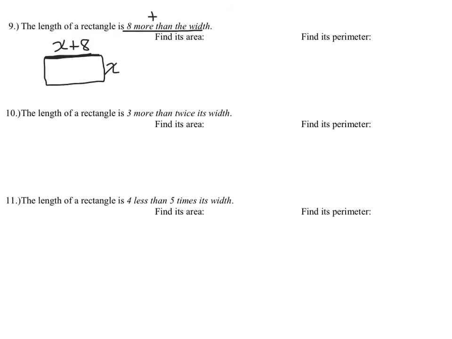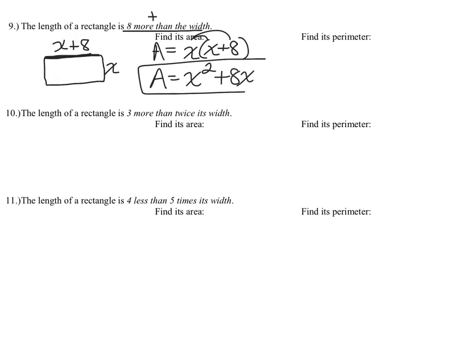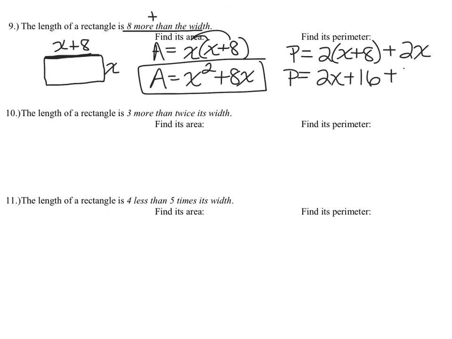So then I would find the area by doing the area is equal to the length times the width. So that would just be x times x plus 8. And all you do is distribute the x, and you get that the area is x squared plus 8x. And then for the perimeter, you do perimeter is equal to 2 times the length. So I could say 2 times x plus 8 plus 2 times the width, which we're calling x. So then I'm going to distribute the 2 to get 2x plus 16. And then I'm going to add 2x to that to give me 4x plus 16.